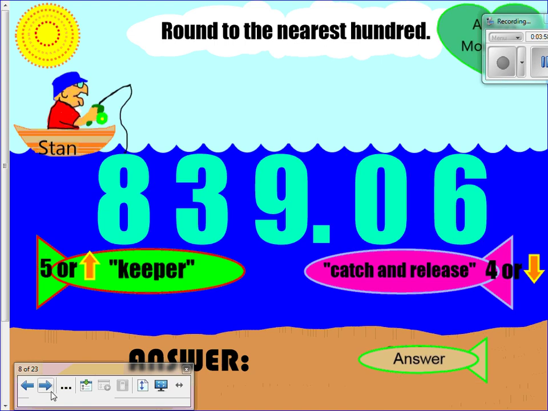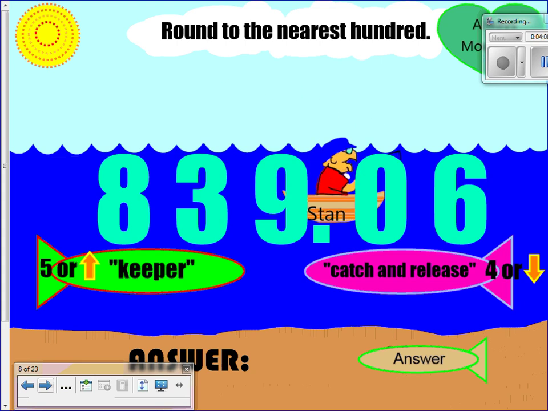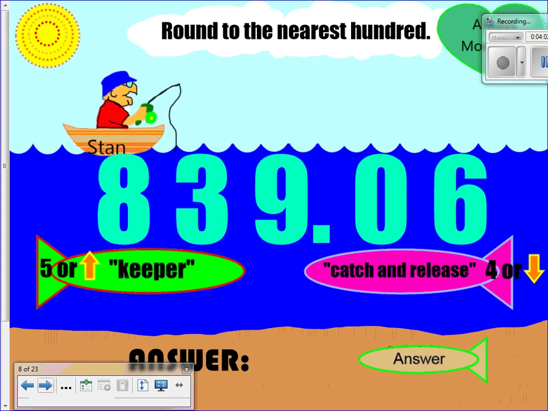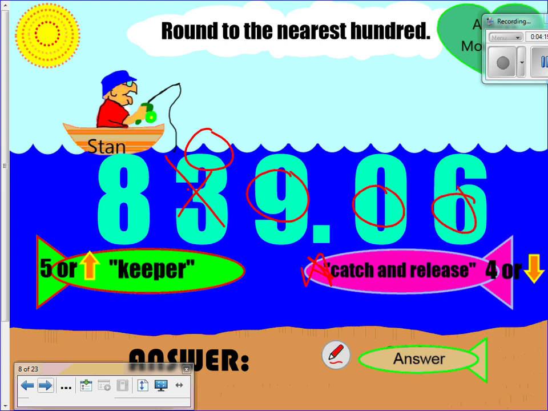Round to the nearest 100, so we're going to move it. We have a decimal, so we have to make sure we're at the 100 place, which is at the 8. This is a 3, so it's less than 5, so it's a catch and release. I don't want this 3, so this is a 0. The rest are all zeros. So my answer should be 800.